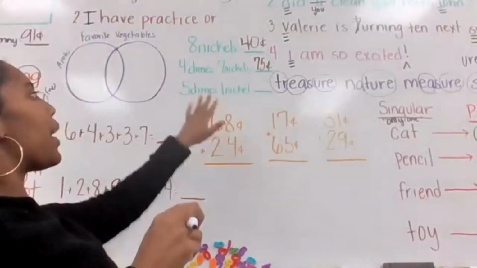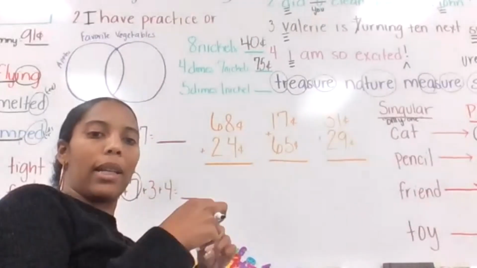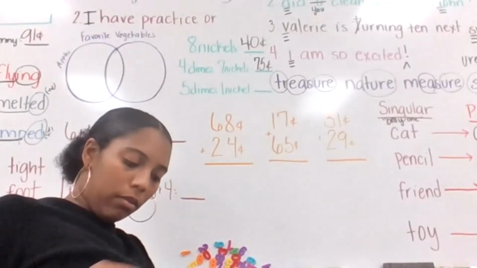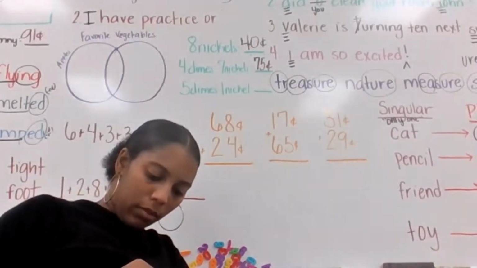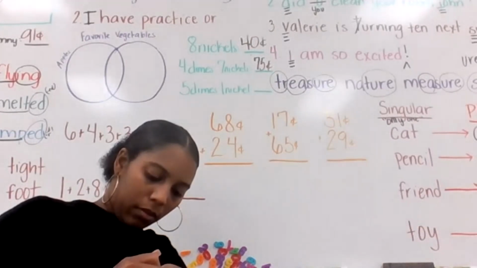All right, next one, I have five dimes and one nickel. Five dimes, one nickel.